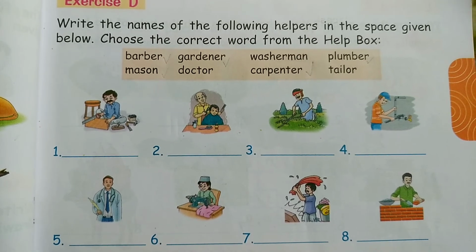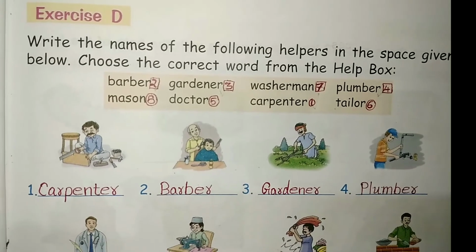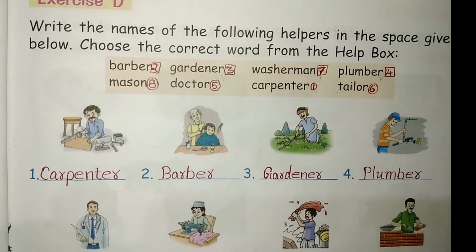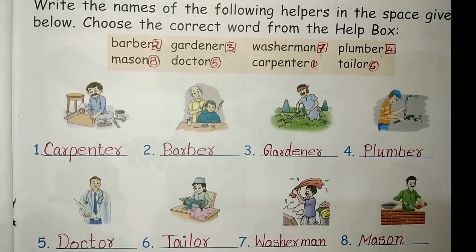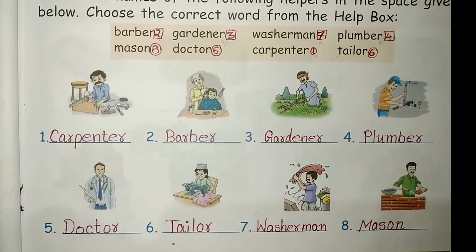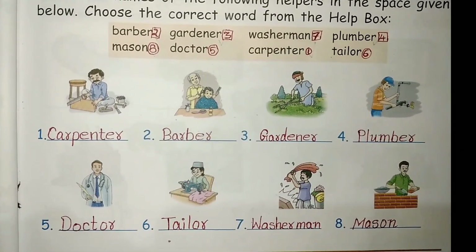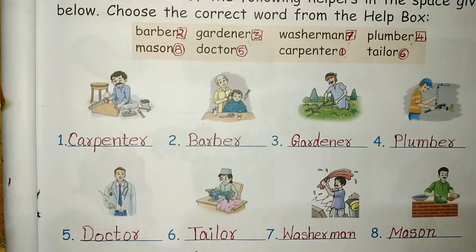Now let us try to write the correct words in the proper columns. The first answer is carpenter. C-A-R-P-E-N-T-E-R. He is the person who makes furniture like table, chair, etc. The second answer is barber. B-A-R-B-E-R. Barber is the person who cuts hair.